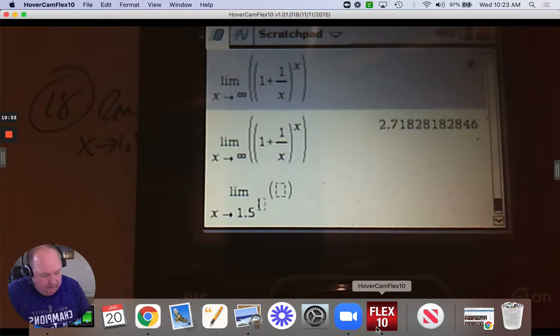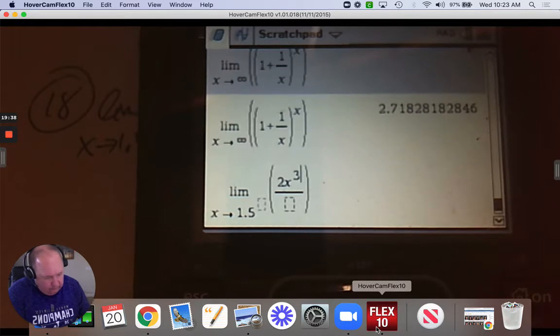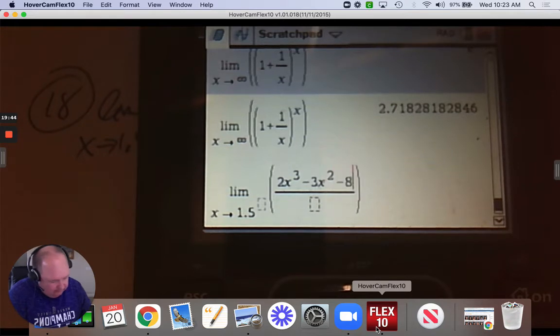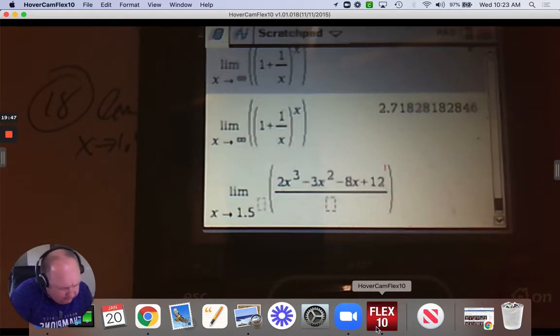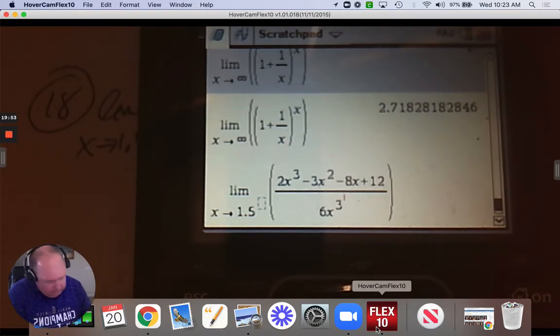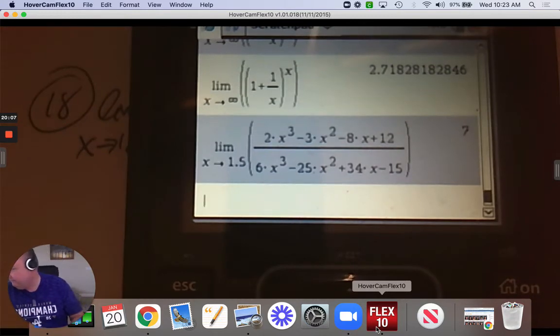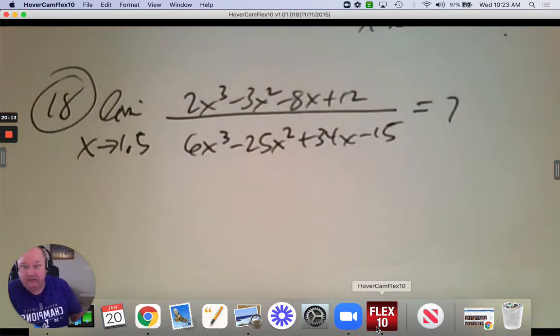And then just going to type it in, move the cursor here, and then do a fraction line. And then in the numerator, 2x cubed, move the cursor, subtract 3x squared, subtract 8x, and then plus 12. And then the denominator, 6x cubed, move the cursor, subtract 25x squared, move the cursor, plus 34x, and then subtract 15, and that's it. And you get the answer 7. Just double checking. Yep, and there's the answer. All right, so if you get to use your calculator, that's awesome sauce, right?